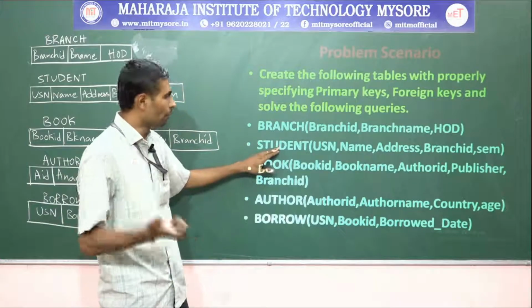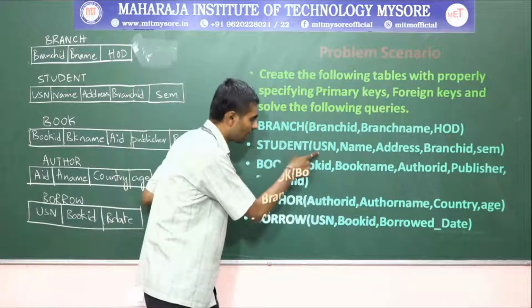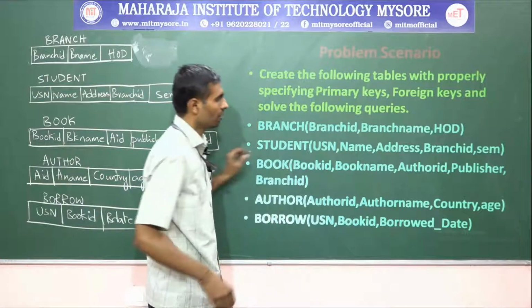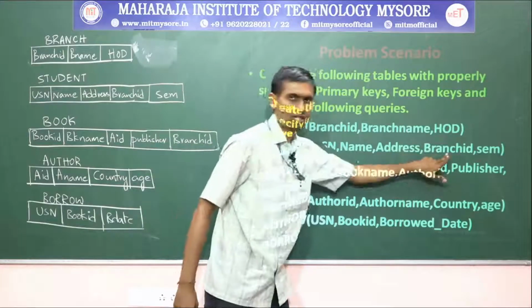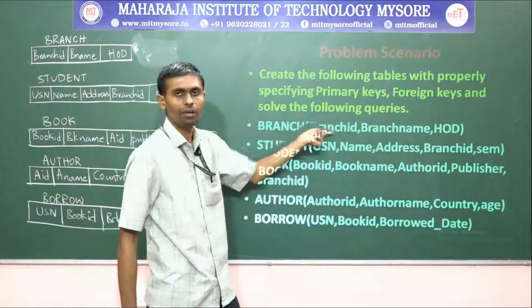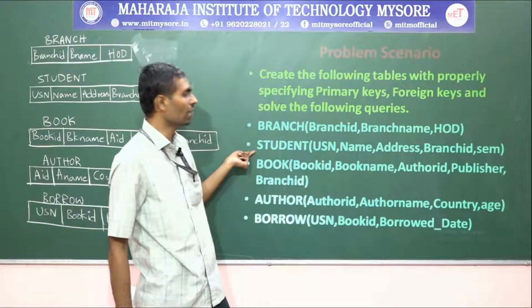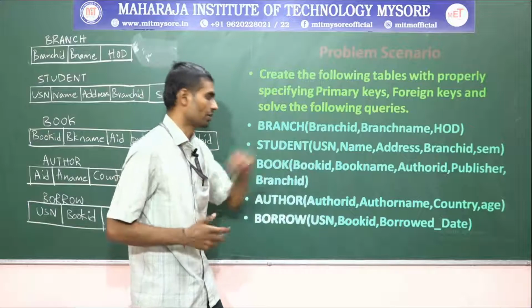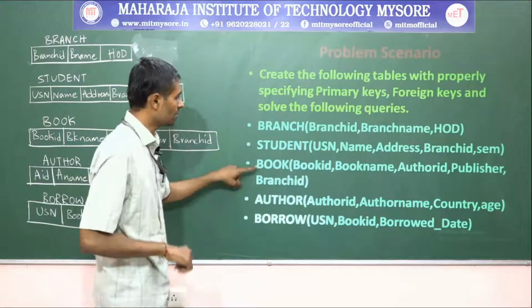Look at this one beautiful thing, guys. USN, there we have viewed a branch ID, because each branch we are identifying based on what? Branch ID. Each student we are identifying based on what? A USN, right? Fine. Then after this, book table.